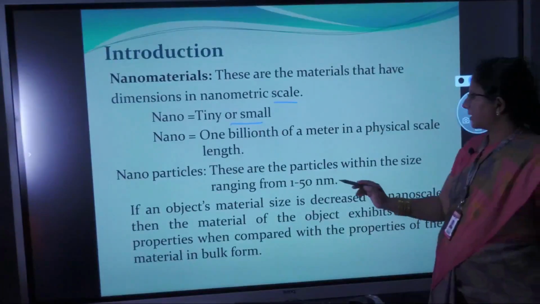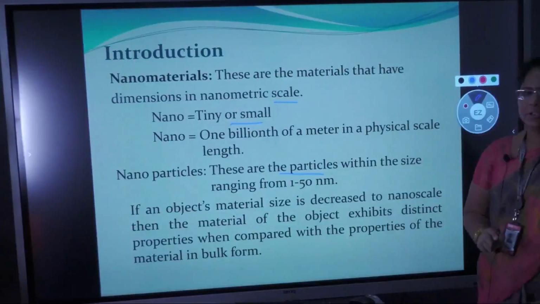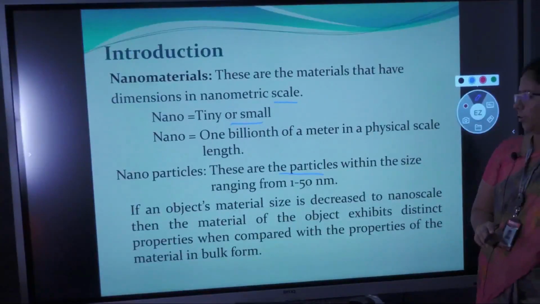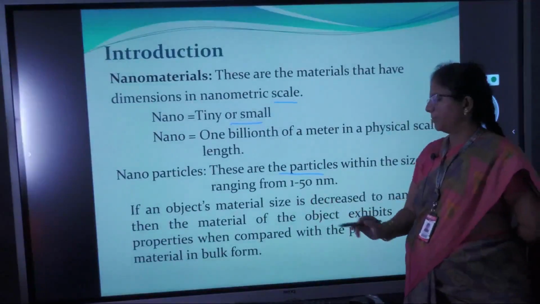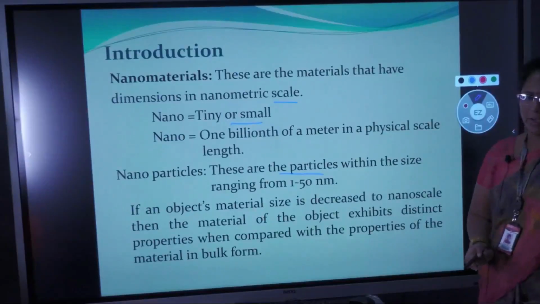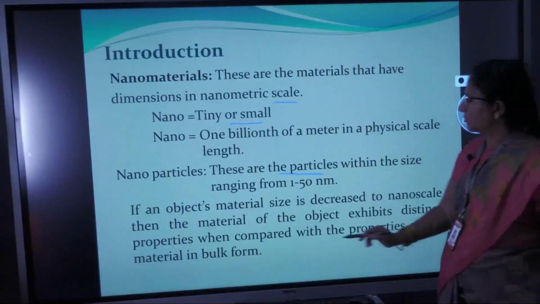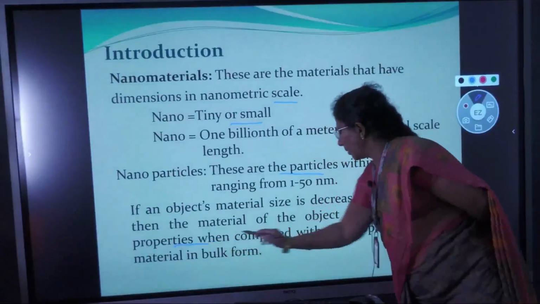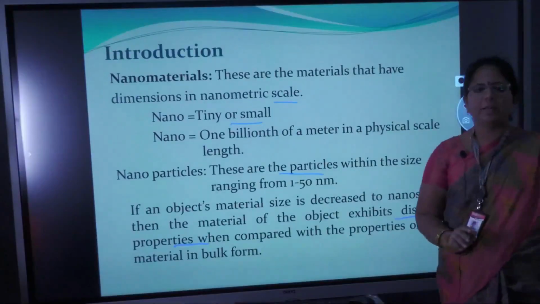Nanoparticles can be defined as particles within the size range of 1 to 50 nanometers. These can be defined as objects or materials whose size has decreased to the nanoscale, and these materials exhibit some distinct properties when compared to the properties of the material in bulk form.